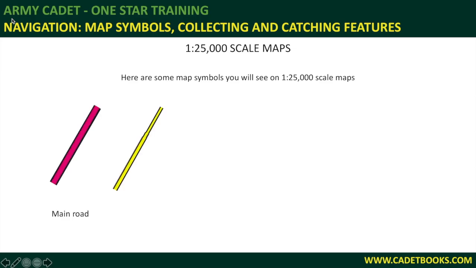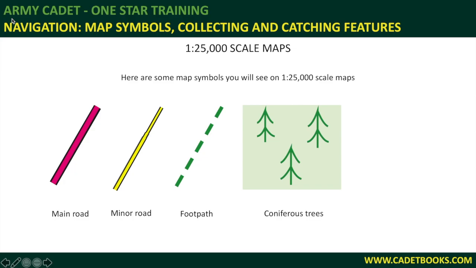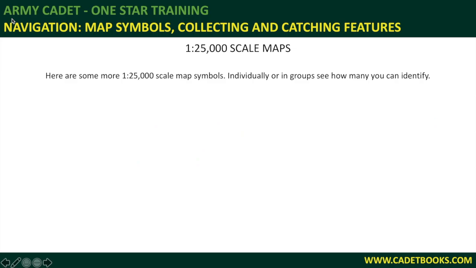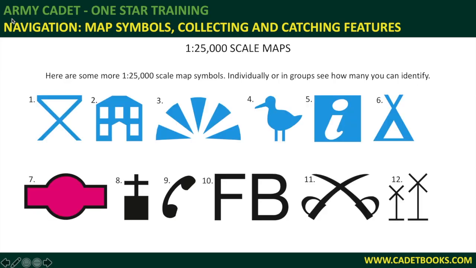Main road, minor road, footpath, coniferous trees, orchard. Here are some more 1 to 25,000 scale map symbols. Individually or in groups, see how many you can identify. You can pause the video and unpause once you've identified them.